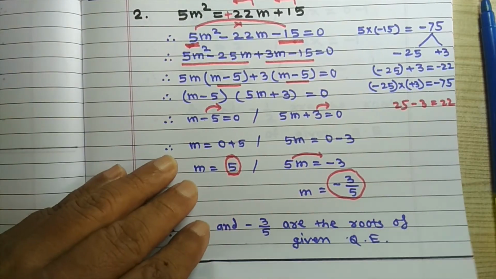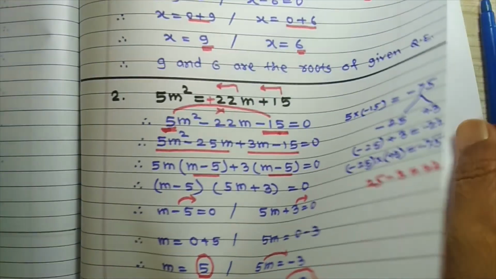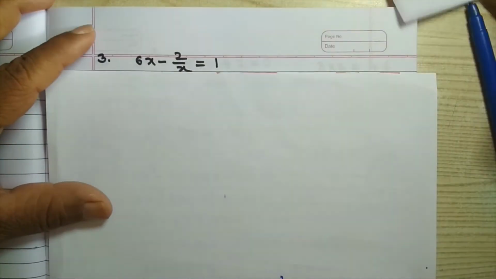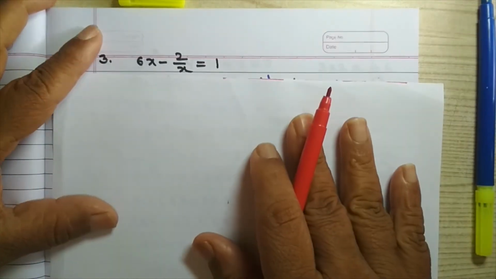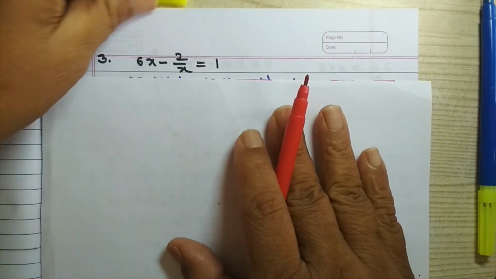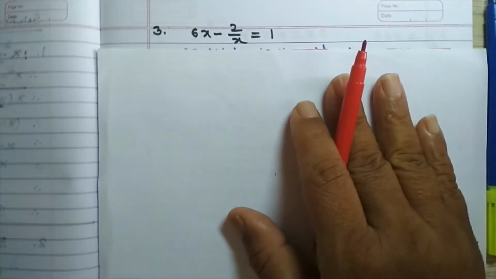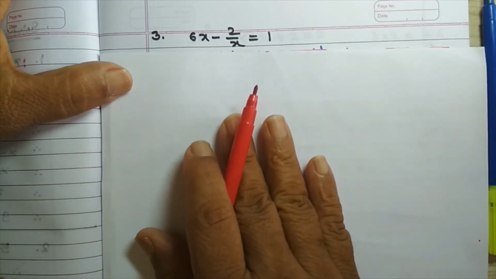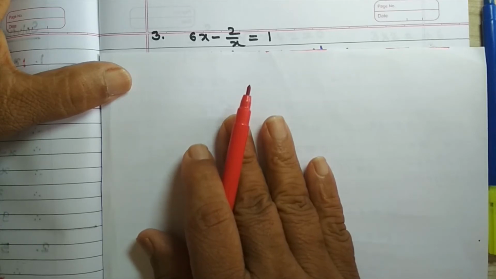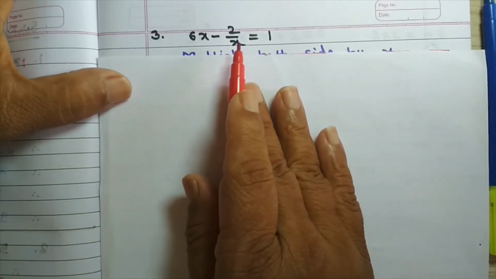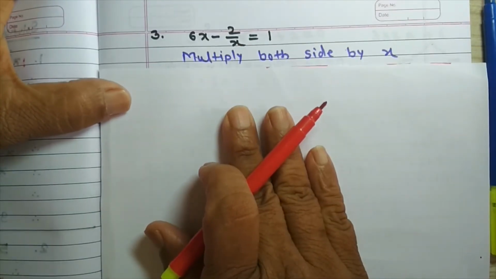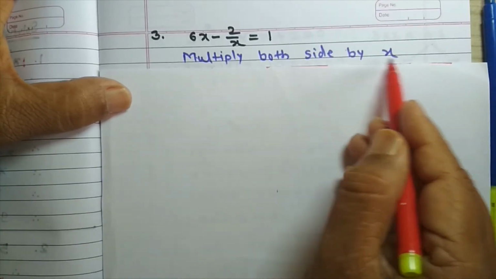Okay, next type of example, again we have to see here. See here the example: 6x minus 2 upon x is equal to 1. Firstly, we have to see that this is not a quadratic equation as given, but in this case x is in the denominator place. Therefore, we have to multiply x to both sides. Multiply both sides by x.